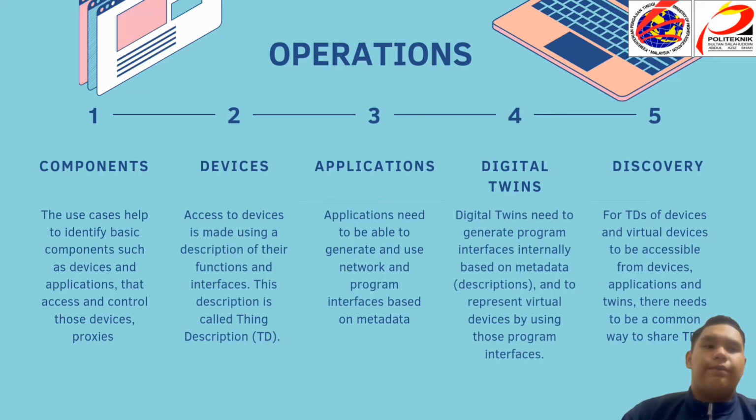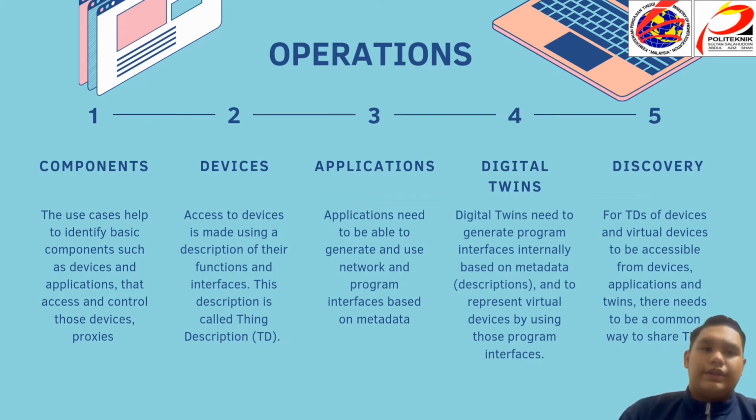After that, we have applications. Applications need to be able to generate and use network and program interfaces based on metadata description. Applications have to be able to obtain these descriptions through the network, therefore need to be able to conduct search operations and acquire the necessary descriptions over the network.